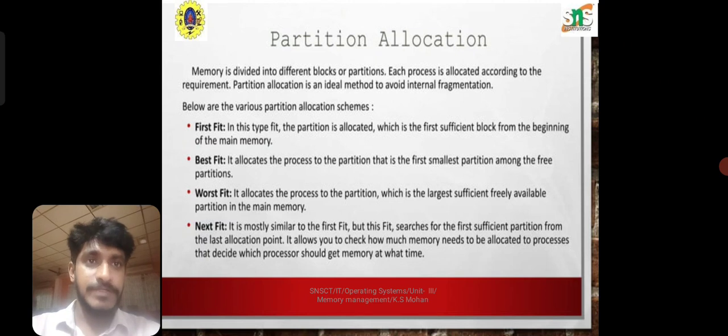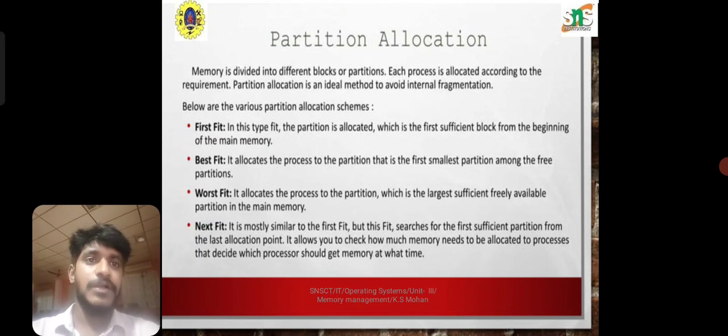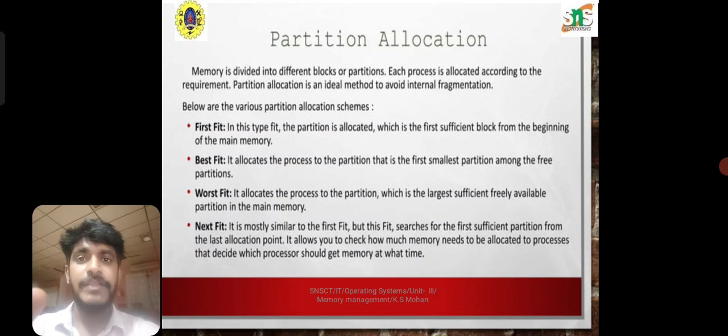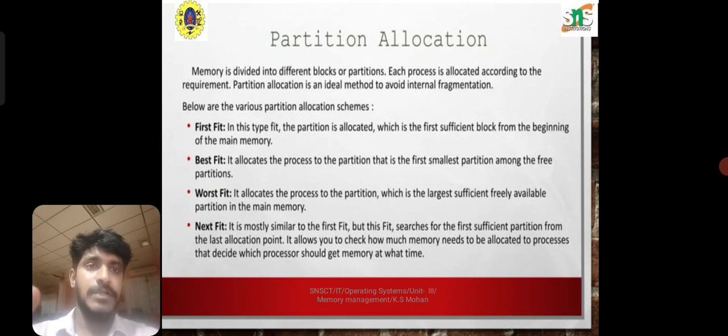In first fit, the partition allocated is the first sufficient block from the beginning of the main memory. Best fit allocates the process to the smallest sufficient partition among the free partitions. Worst fit allocates the process to the largest sufficient freely available partition in the main memory. Next fit is similar to first fit, but it searches for the first sufficient partition from the last allocation point. It allows you to check how much memory needs to be allocated to the process and decide which process should get more memory at what time. Partition allocation happens like this.